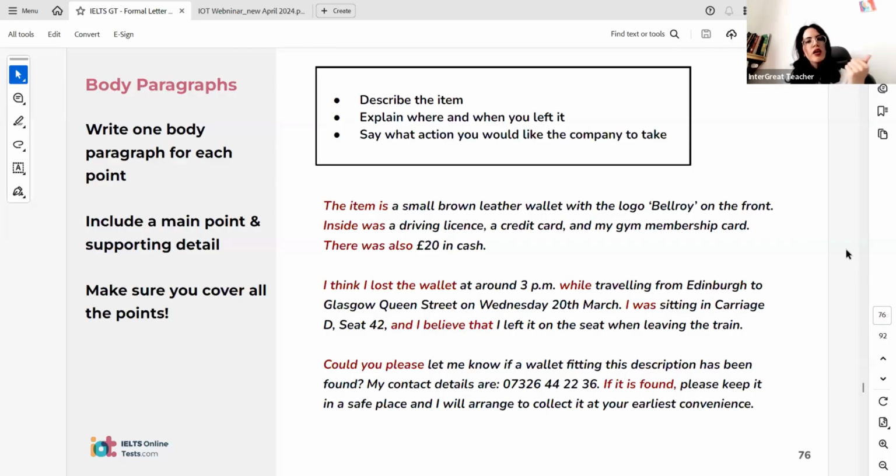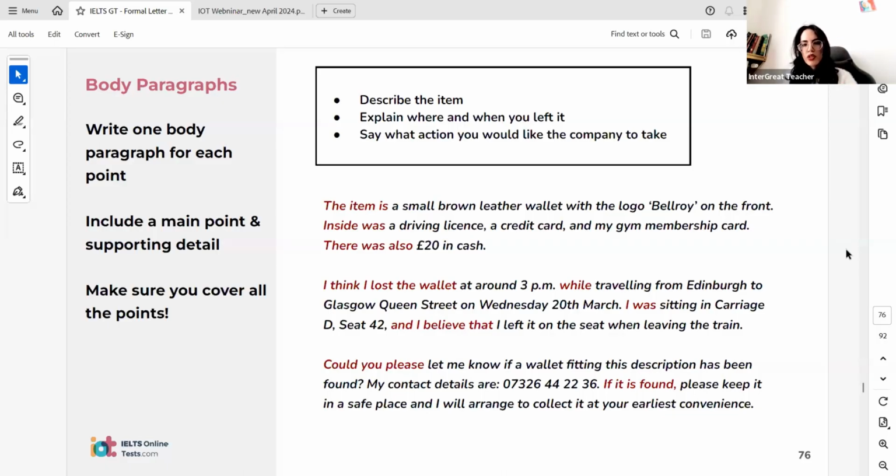Okay, so I'm going to describe the item. The item is a small brown leather wallet with the logo Bellroy on the front. Inside was a driving license, a credit card, and my gym membership card. There was also 20 pounds in cash. Second paragraph, explain where and when. I think I lost the wallet at around 3 p.m. while traveling from Edinburgh to Glasgow Queen Street on Wednesday, 20th of March. I was sitting in carriage D, seat 42. You see, a lot of details. And I believe that I left it on the seat when leaving the train.